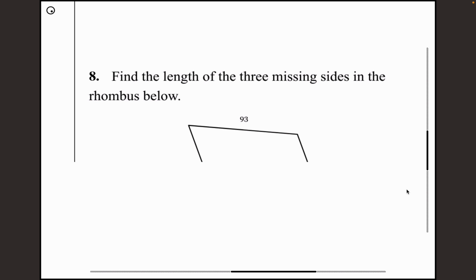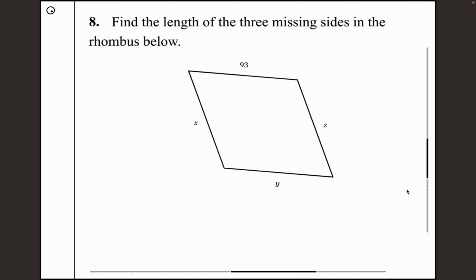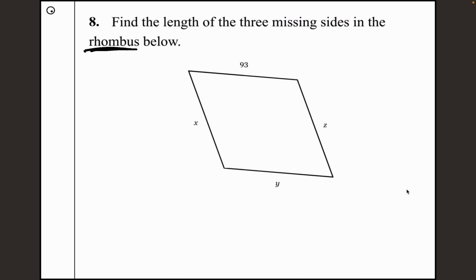What about this one? Since it's a rhombus, what makes a rhombus a rhombus? Four congruent sides. So x, y, and z are all 93.